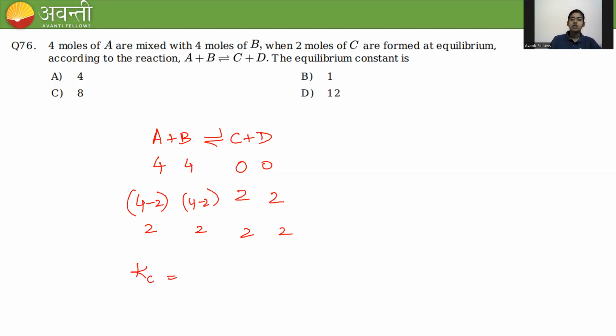It is nothing but the product of product concentrations divided by the product of reactants' concentrations. C and D are the products, so 2 into 2, divided by A and B, the reactants, whose concentrations are also the same. So the value is 1. The equilibrium constant Kc for this particular system is equal to 1. So option B is the correct answer for this.